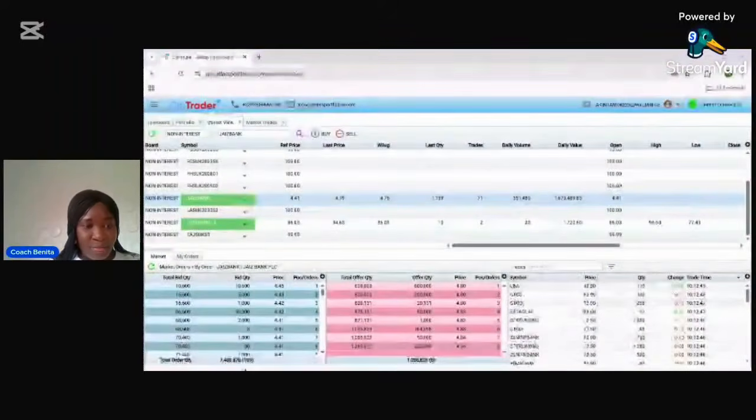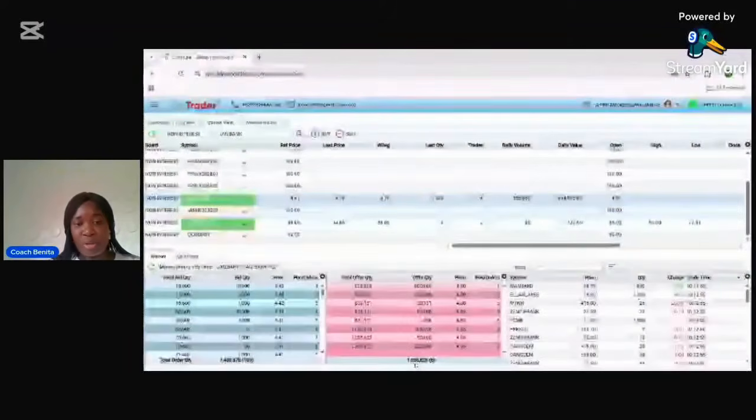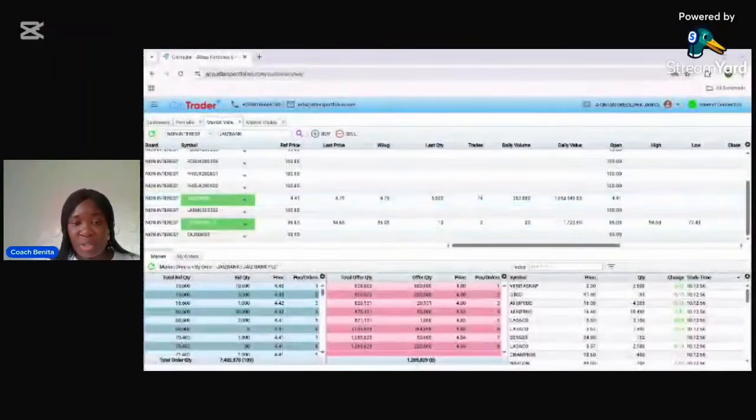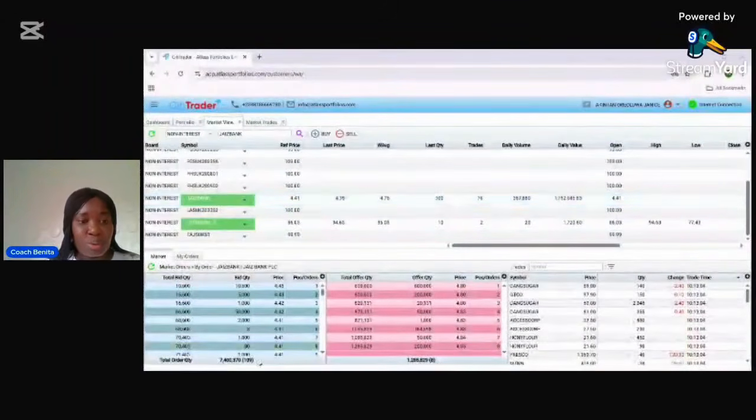If you look at what we have here, we have total order quantity as 7,400,330. If you look at this side, that's the offer side, those who want to sell: 1,285,829 units. This is units, total units people want to sell. This is the total units people want to buy.